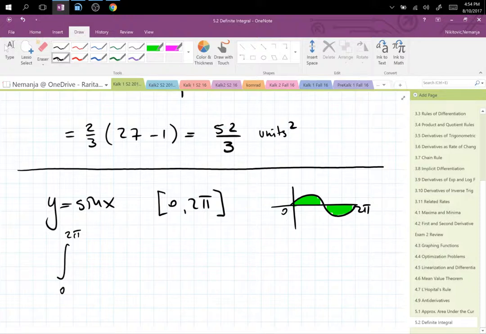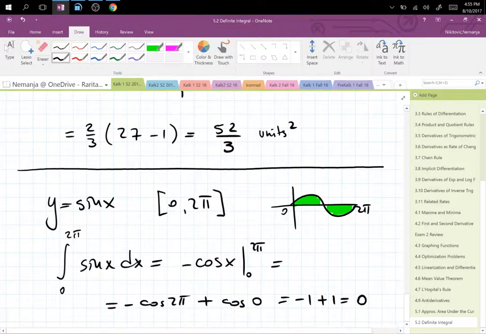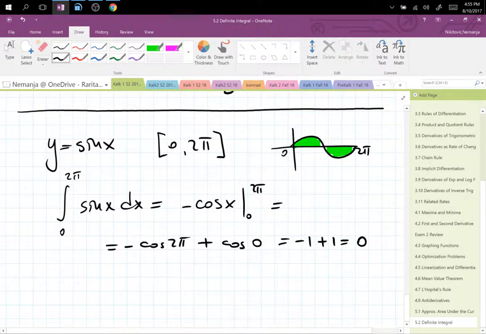So there is an issue, and this is the very important issue that we have to address. So let's first do the problem the way you probably did. So you got negative cosine x from 0 to 2 pi, and when you plug everything in, you got negative 1 plus 1, which turned out to be 0. Now, we know this is wrong. So how do we fix it?